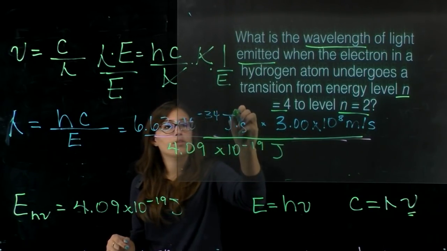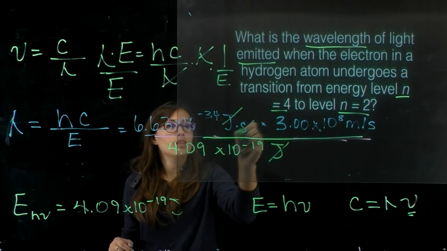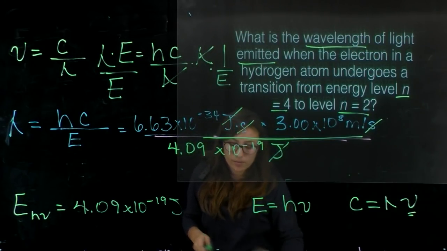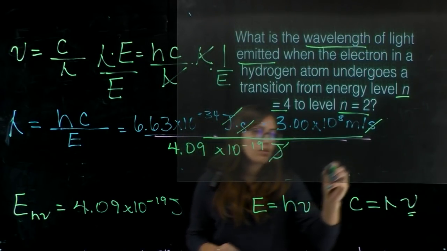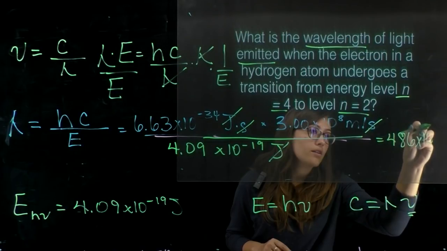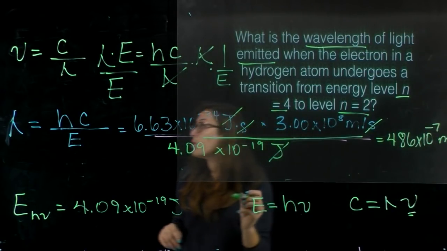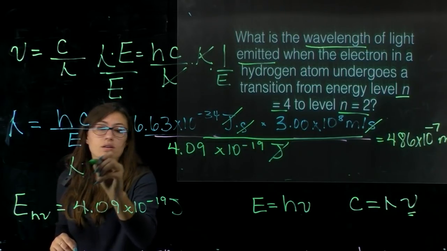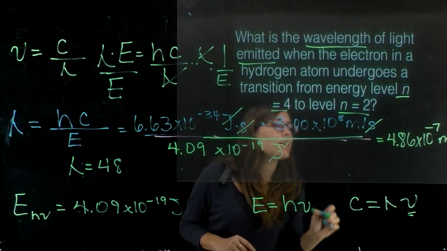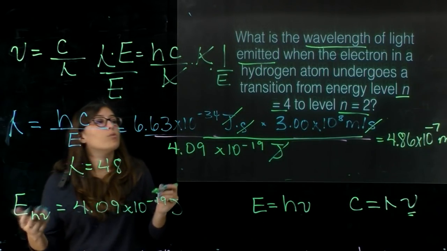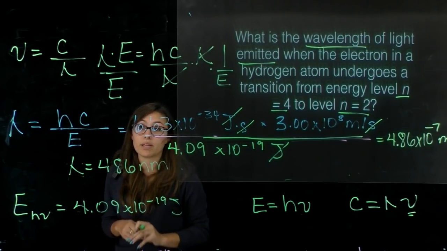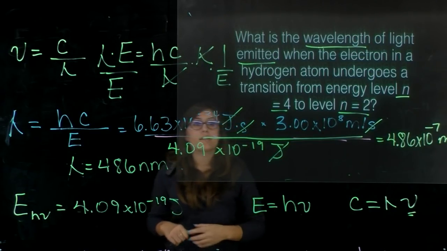We cancel out the units, joules and joules, seconds and seconds, and we end up calculating our wavelength to be 486 times 10 to the minus 7th meters, which can be written as 4.86 times 10 to the negative 7th. We move the decimal place over two times to the right, and you get 486 nanometers. And so that's how you attack these problems.